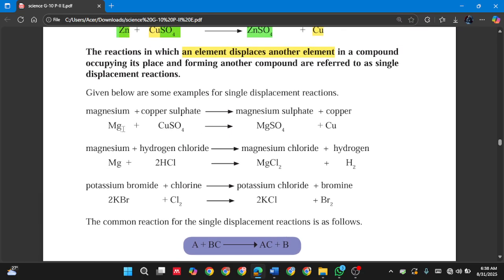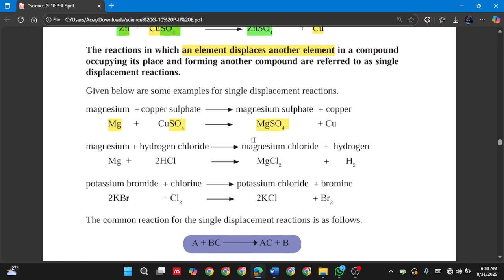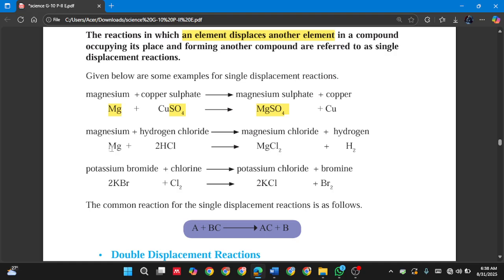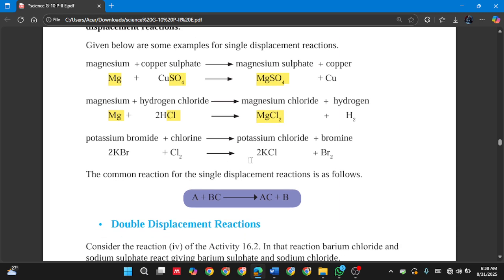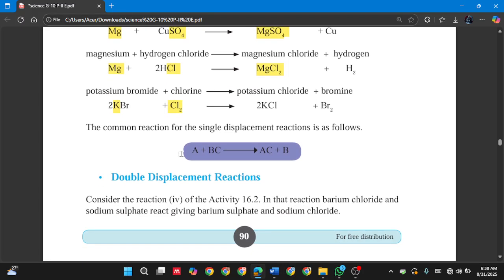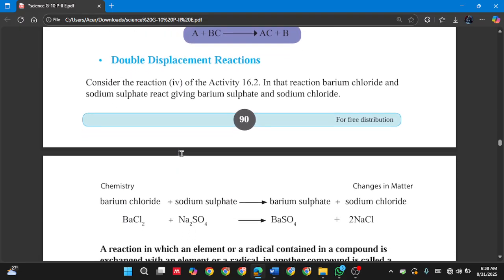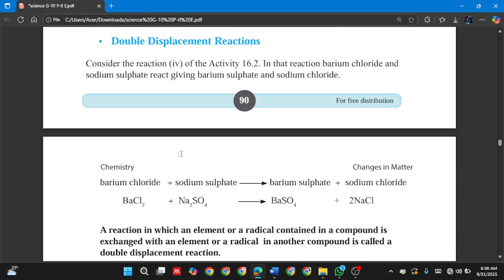Okay, so here magnesium and copper sulfate, so magnesium goes with sulfate and creates magnesium sulfate. Copper is left alone. So here magnesium with hydrogen chloride, HCl. So magnesium chloride is prepared and H2 goes along its way. So potassium bromide, so this potassium goes with chloride and bromine goes along. The common reaction, okay, we discussed, and we are coming to the double displacement reaction.